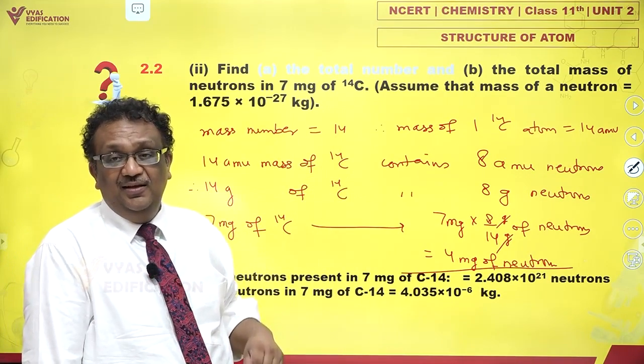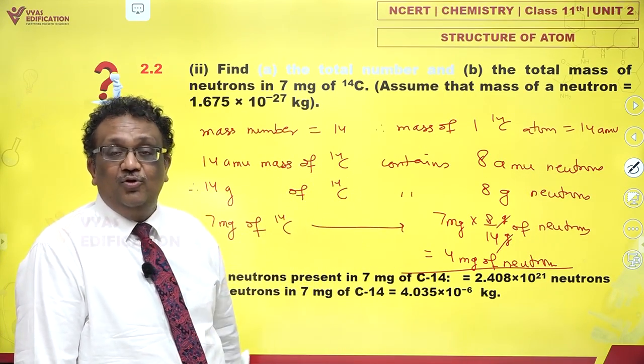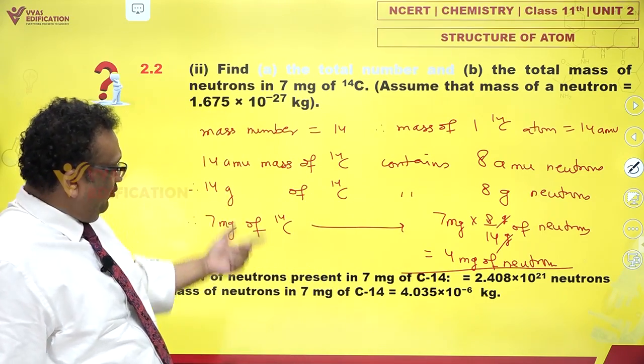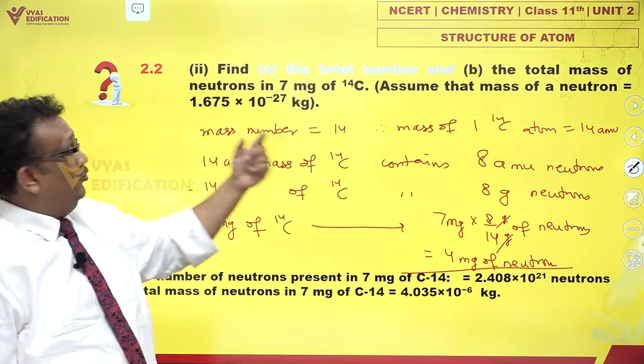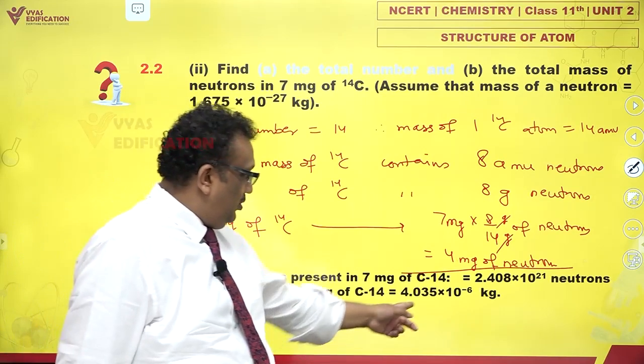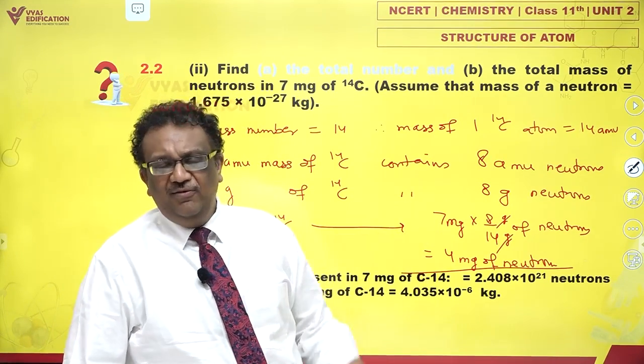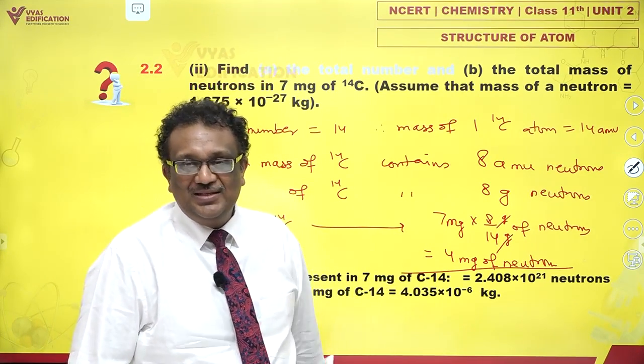You can cross-check very easily. 4 milligrams of neutrons should be there. An accurate answer would be obtained if you multiply the number of neutrons by the mass of each neutron, and then you get 4.035, whatever. That's as close as it gets.